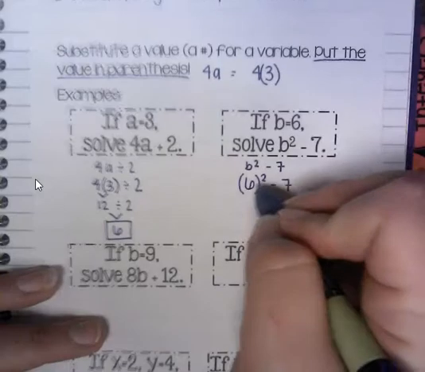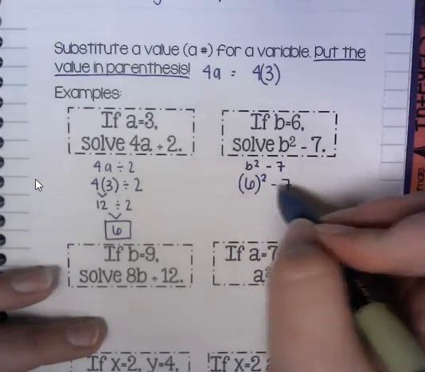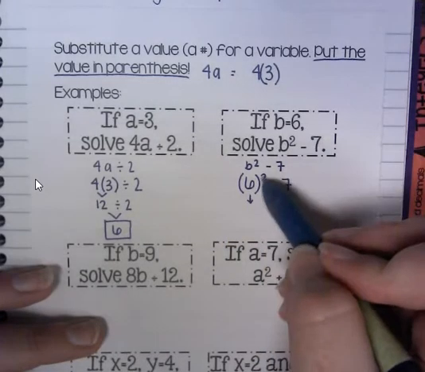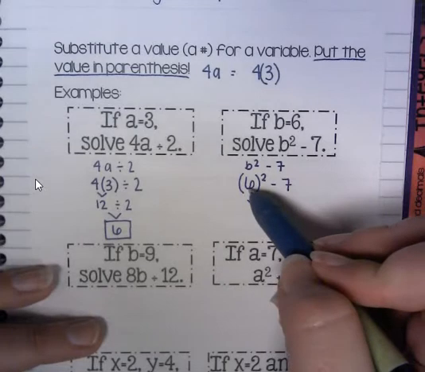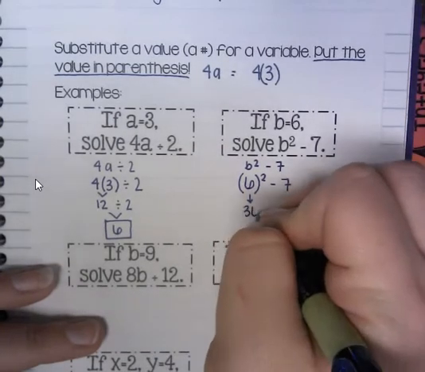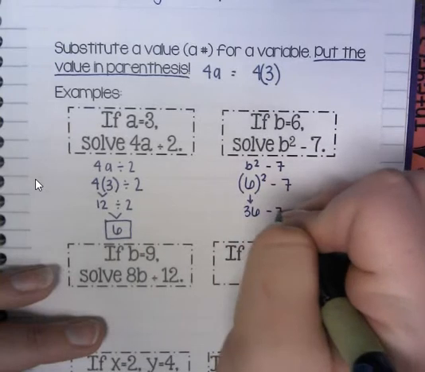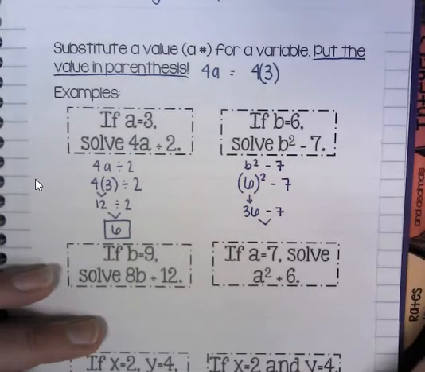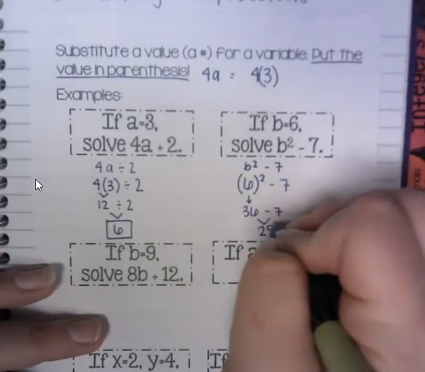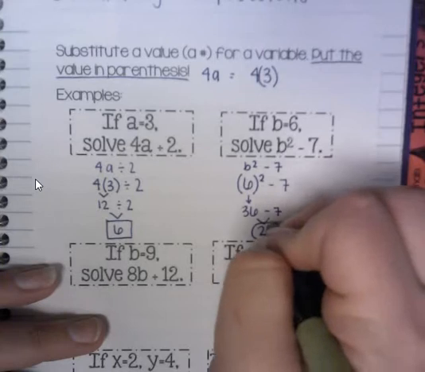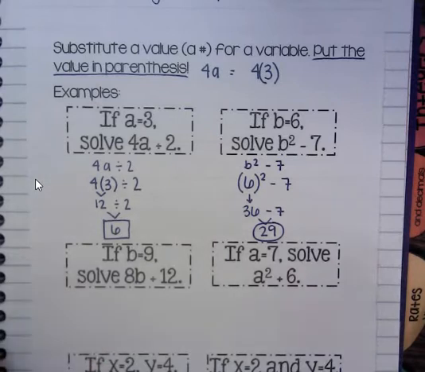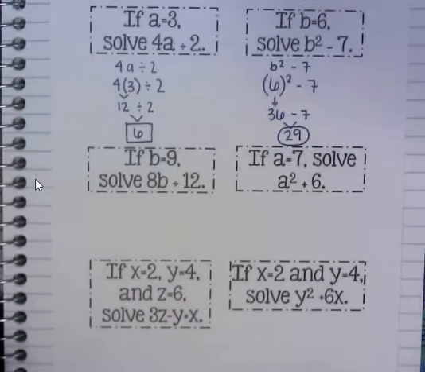So we do exponent before we subtract. Remember, this does not mean 6 times 2. It means 6 times 6, which we know is 36. And 36 minus 7 is 29. Let's keep going.